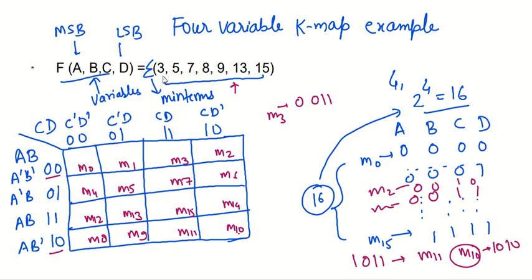Now see the values here: it is 3, 5, 7. So we will write 1 whenever we encounter those minterm values, 1 at the place of 3, 5, next 7, next at the m8 location, m9 location, m13 location and m15 location. Since it is a summation term here, they are representing m3, m5, m7, m8, m9, m13 and m15.